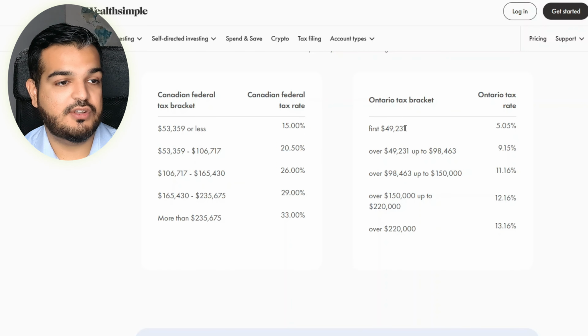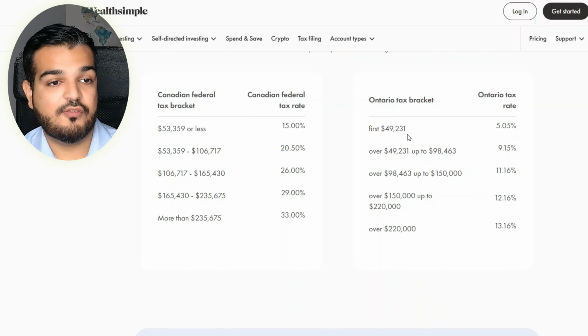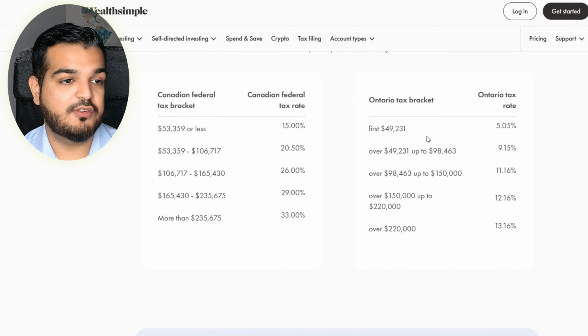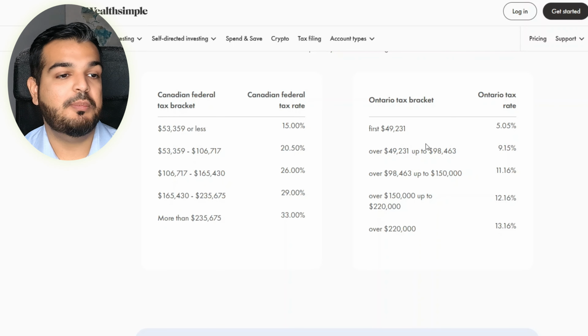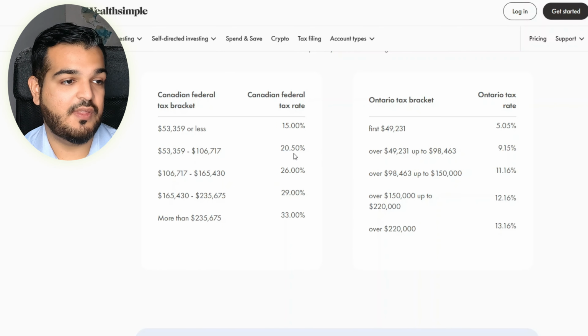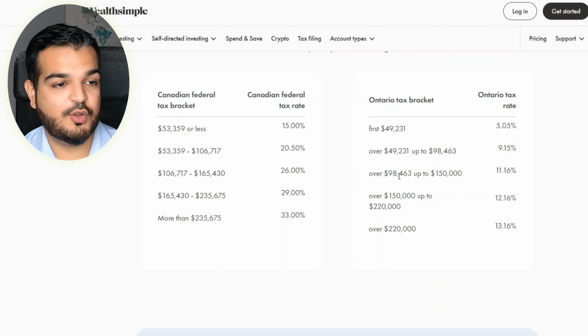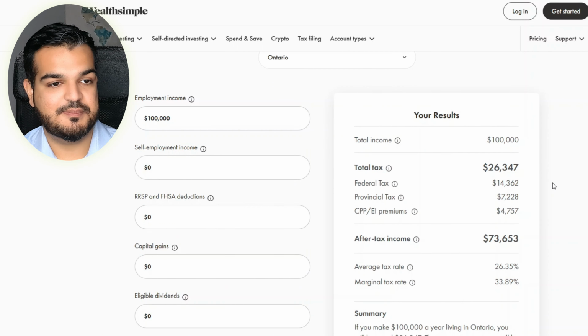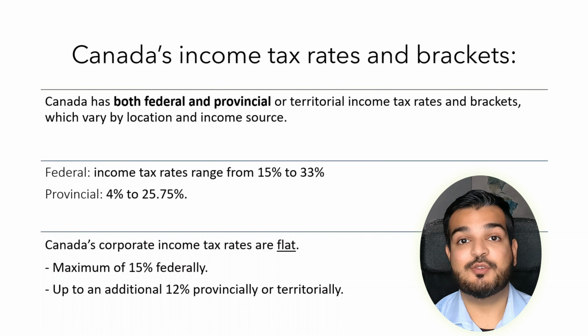Same thing applies in Ontario. The first $49,000 of your $100,000, you'll pay tax at 5%. At the next level, $100,000 minus $49,231, you're going to pay tax at 9%, and it only goes up from there. So in this example, the highest tax rate you're going to pay because you make $100,000 is 20% at the federal level, and at Ontario, the last $1,500 or so, you're going to pay tax at 11%. And the total works out to $26,000. So that in a nutshell is how tax rates and tax brackets work for personal income taxes.